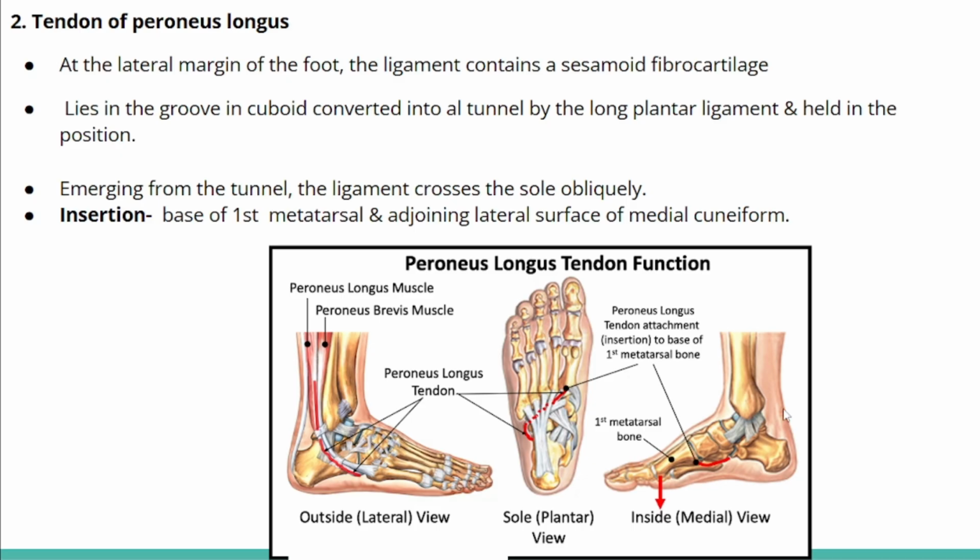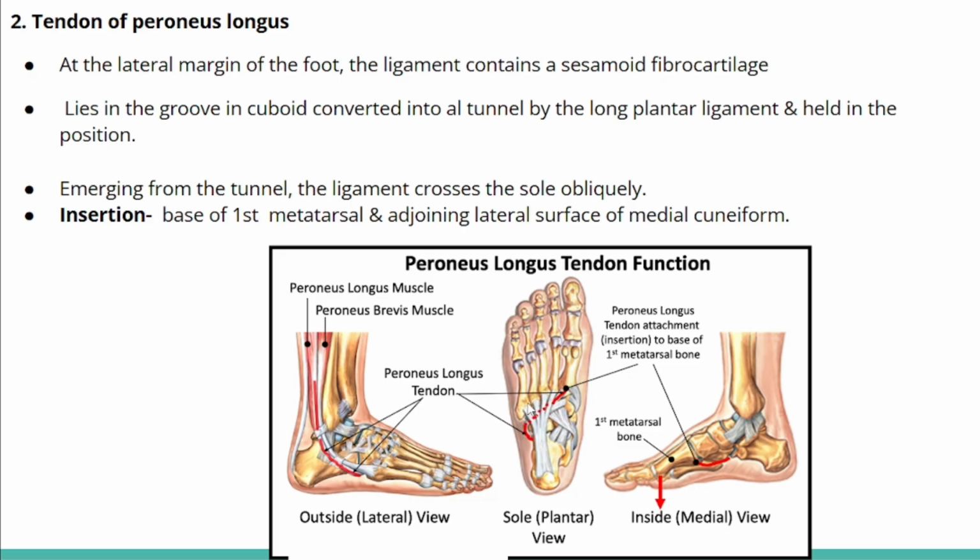So the next one we are going to discuss is the tendon of peroneus longus, which belongs to the fourth layer. This is the peroneus longus muscle in the fibular compartment of the leg. You can see its tendon approaching the sole from the lateral aspect. At the lateral margin of the foot, the tendon contains sesamoid fibrocartilage. In this middle picture you can see this is the lateral, this is the medial aspect. Now it's approaching the sole.